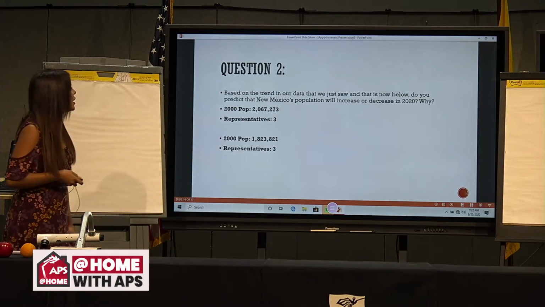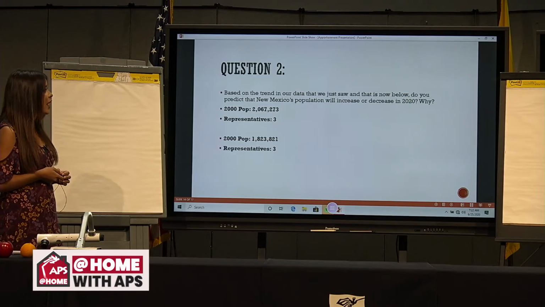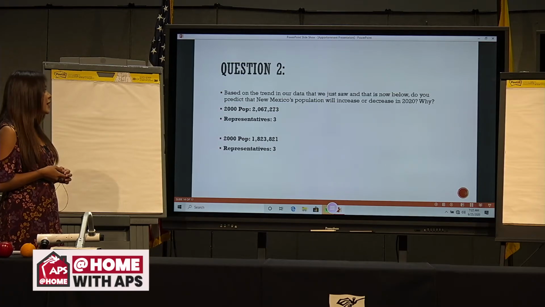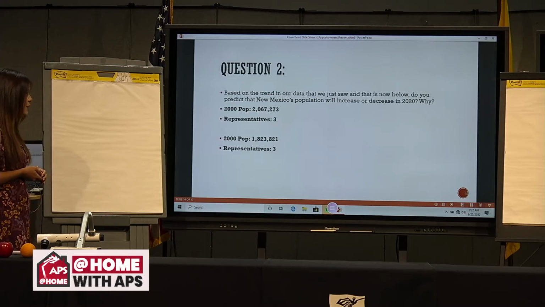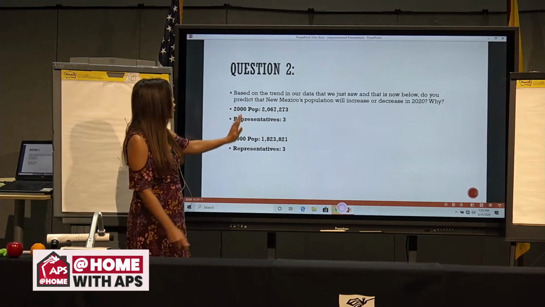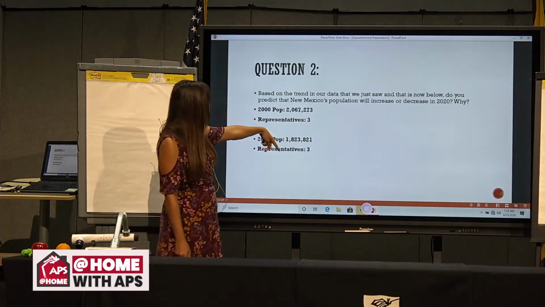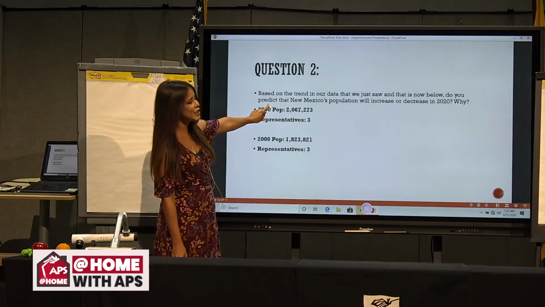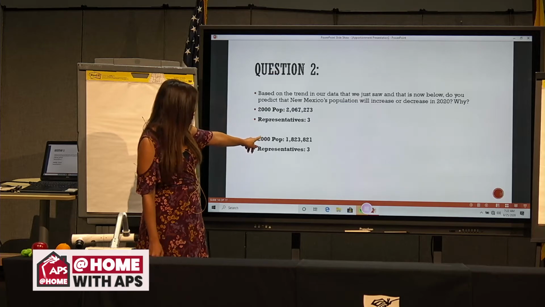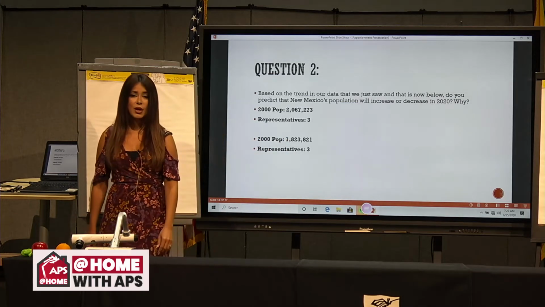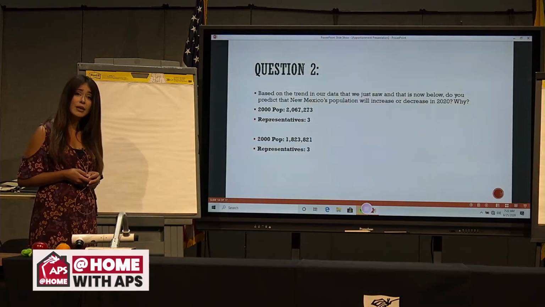So question 2, based on the trend in our data, which is information with numbers that we just saw and that is now below, do you predict that New Mexico's population will increase or decrease in 2020 and why? So let's look at this information right here, boys and girls. We had our population in 2000 of... well, actually this is supposed to say 2010. So in 2010, we had 2,067,000. And in 2000, we had 1,800,000. So it did grow. Do you think it's going to grow again in 2020?